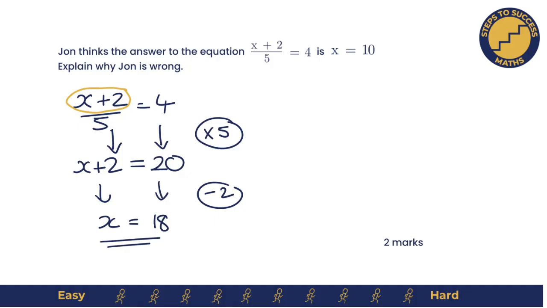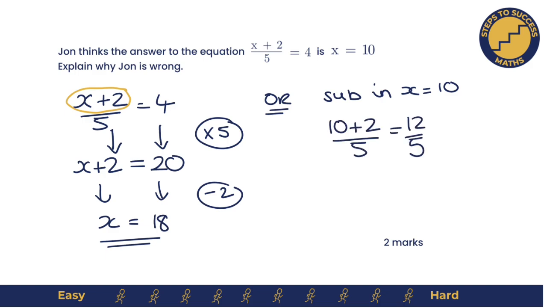Now another way you could do it is to substitute in John's answer. So we'd start knowing that x is 10 and we put it in our equation. So we'd have 10 plus 2 divided by 5. So that'd be 12 divided by 5. And we can see that that doesn't equal 10. So we could write not equal to 10, and that would show it as well.